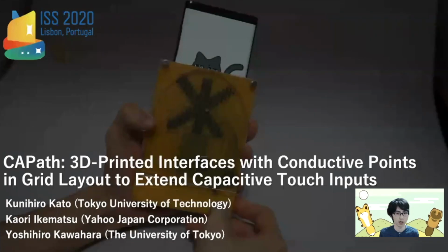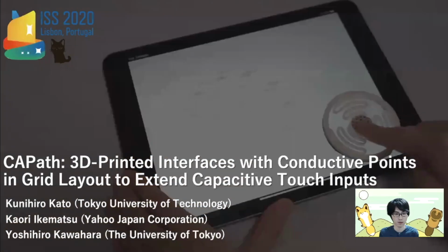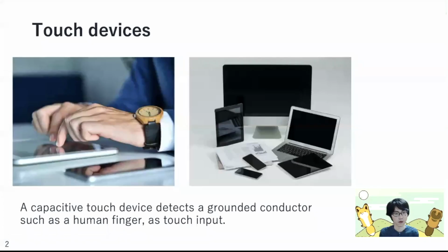In this study, I'd like to talk about CAPath, the 3D printed interface to extend the capacitive touch input. With the widespread use of touch devices, such as smartphones, tablets, and touchpads, capacitive touch input has become one of the most common input methods.